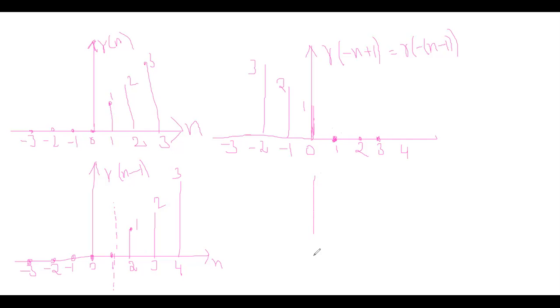We can compare this with R of minus n. What is the folded function of R of n? We are folding at the 0, there is no change of the value. Minus 1 is a 1, minus 2 is a 2, minus 3 is a 3. 1, 2, and 3.